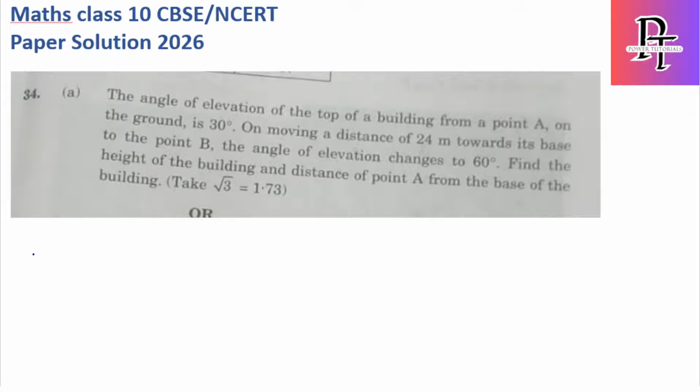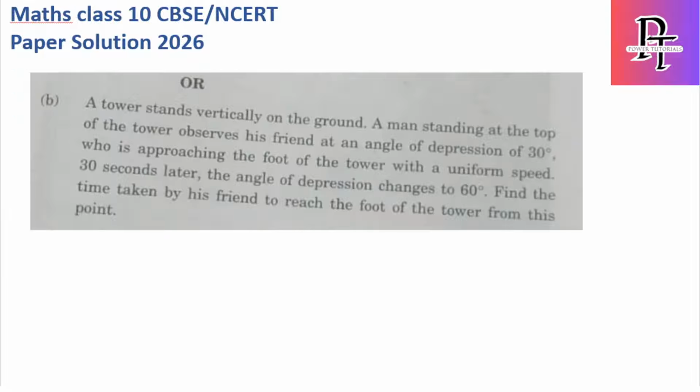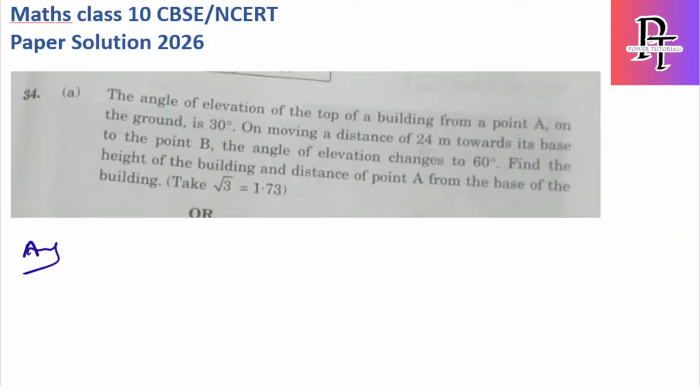34th one. In this question also we have two things to solve, either A or B. So the A part is the angle of elevation of the top of a building from point A. So this is related to heights and distance. Same as, B definitely will also be a heights and distance question. Okay, let's see both the questions and understand which is easier and how to solve it.